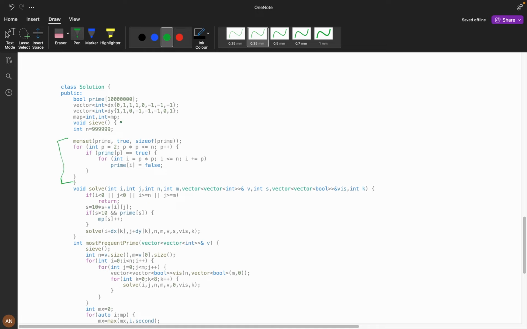This is the prime number Sieve algorithm. So you can check it out, because this is not in the scope of this concept. That's why I am not able to explain it, because this video will be very long if I explain this thing.